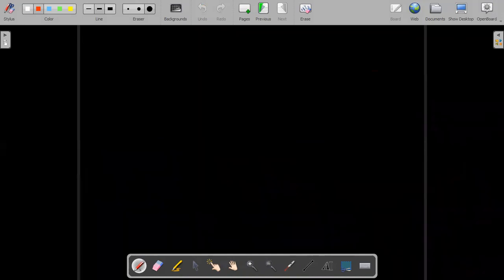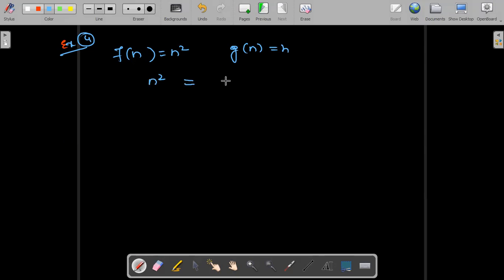Let's take example 4. Now f of n is equal to n square, g of n is equal to n. I will write fast. We have to prove that n square is big O of n, that is, f of n is less than or equal to c dot g of n. We have to prove which side is greater. Now you check it, n square.